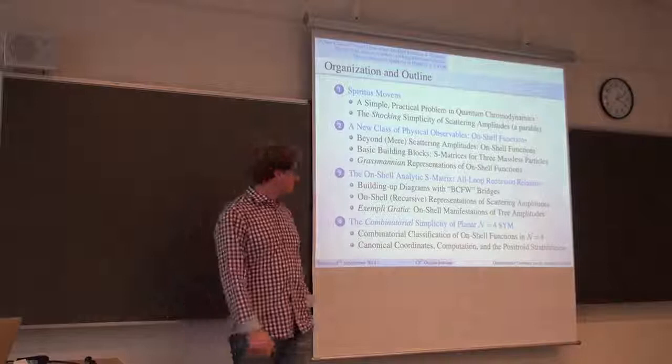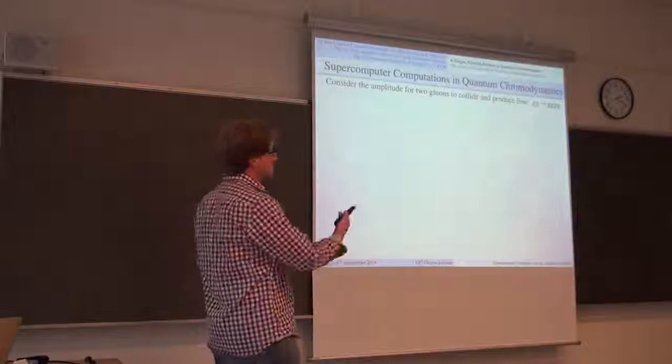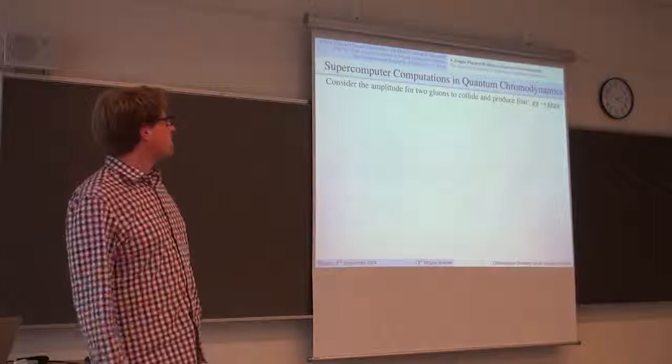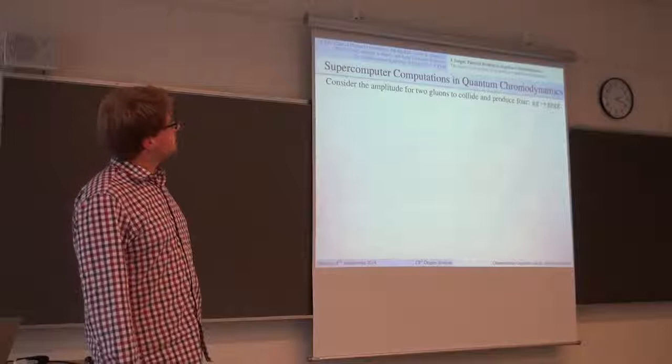Okay, so imagine computing the S matrix for two gluons to create four. This happens millions of times a second at the Large Hadron Collider and is an important background that you need to compute. Many of you will probably be surprised to learn that by the 1980s, no such amplitude had ever been computed, and it's easy to see why.